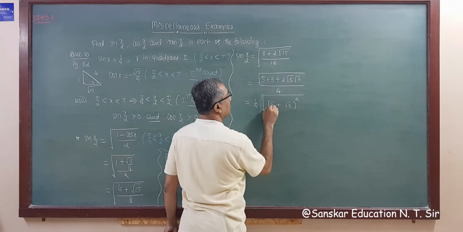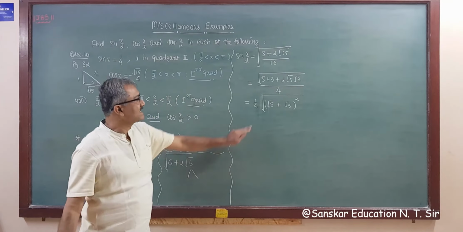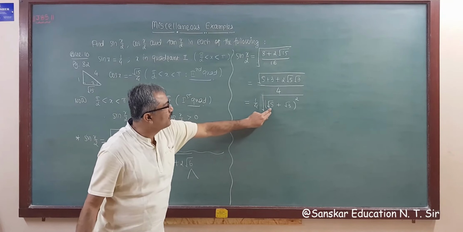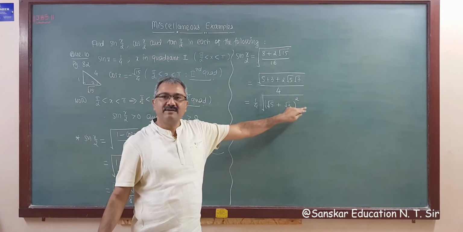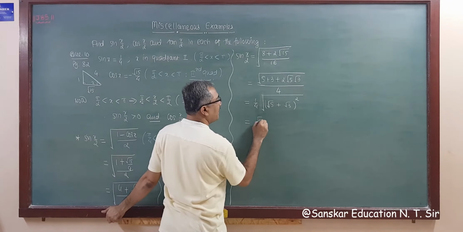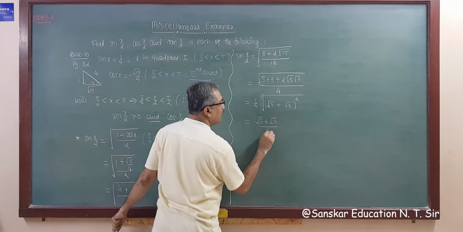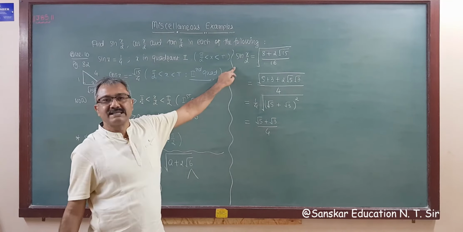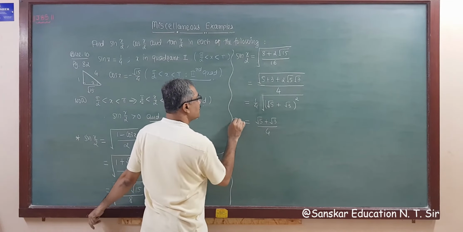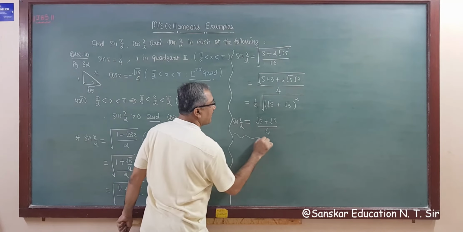square root, root 5 plus root 3 whole square in square root. So square root and square will be cut. So your answer will be root 5 plus root 3 divided by 4. So this is the value of sin x by 2. So sin x by 2 is this.